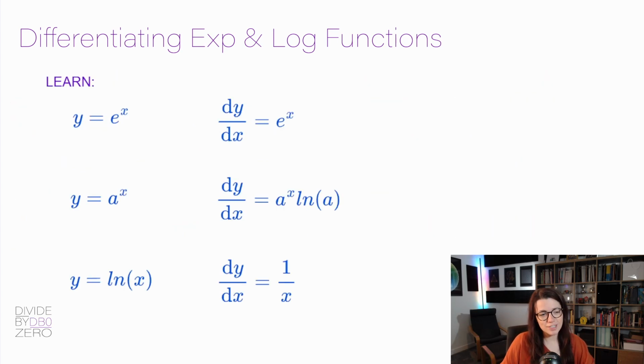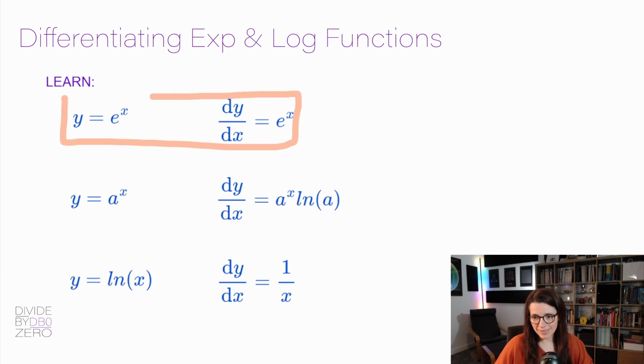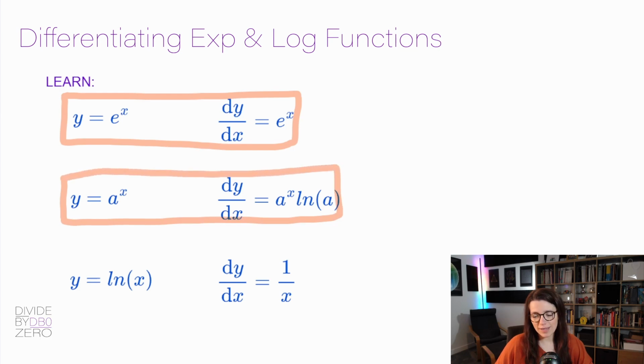If we now look at differentiating exponential and logarithmic functions, all of these you need to learn off by heart. So when y is equal to e to the power of x, dy/dx stays the same. It's still e to the power of x. If y is equal to a to the power of x though, then dy/dx is equal to a to the power of x times ln a. The first result is actually just an application of this second result.